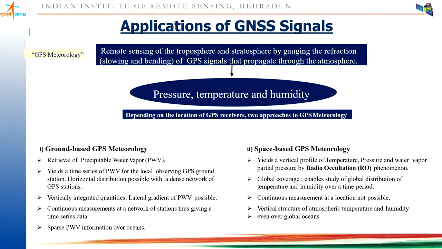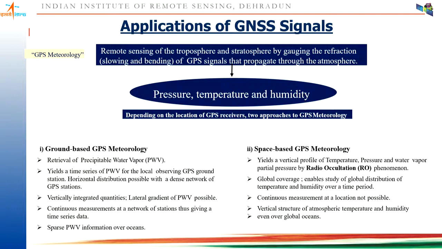So, application of GNSS signals: we talk about the remote sensing of the troposphere and the stratosphere by gauging the refraction, slowing or bending of GPS signals that propagate through the atmosphere. The study of the atmosphere this way is called GPS meteorology. We are determining the pressure, temperature, humidity, and depending on the location of the GPS receiver, there are basically two approaches in GPS meteorology. As we discussed, one is ground based, another one is space based.